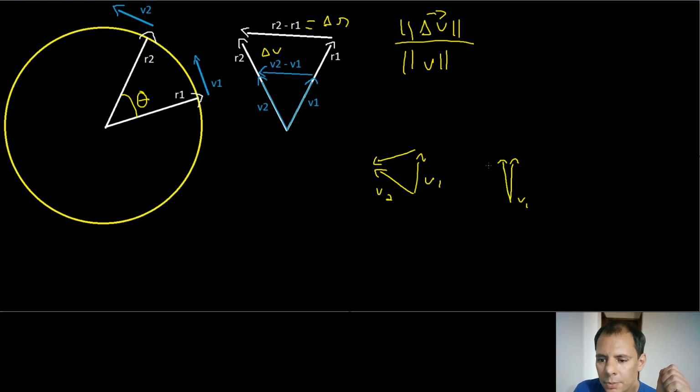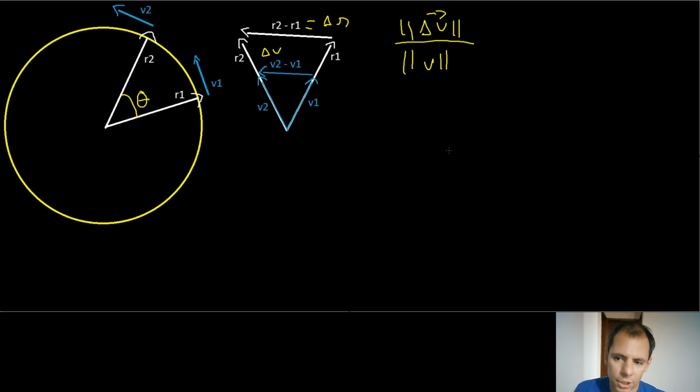So what is the difference between V1 and V2 now? This is V2. What's the difference between V1 and V2? It's just this. This is V1 minus V2. Can you see that this one here is a lot larger than this? Okay, so the change in the velocity vector and the change in the position vector are not going to be the same according to time. They're going to change over time.